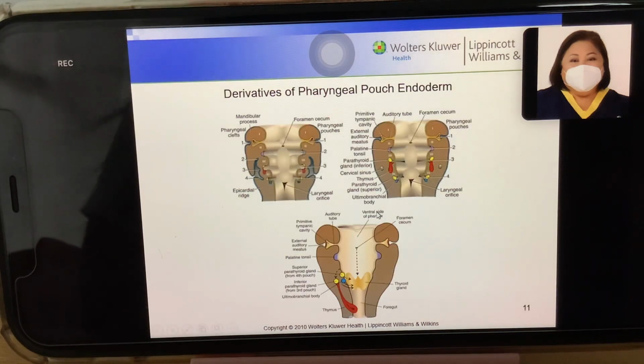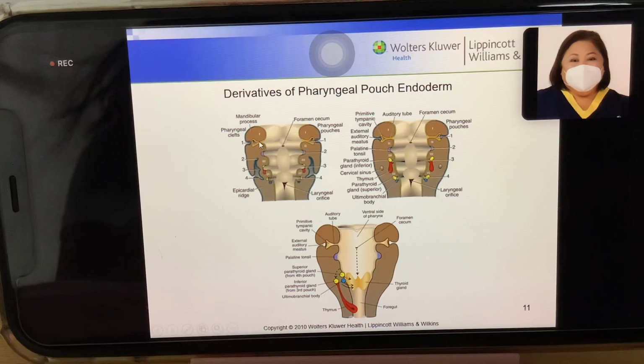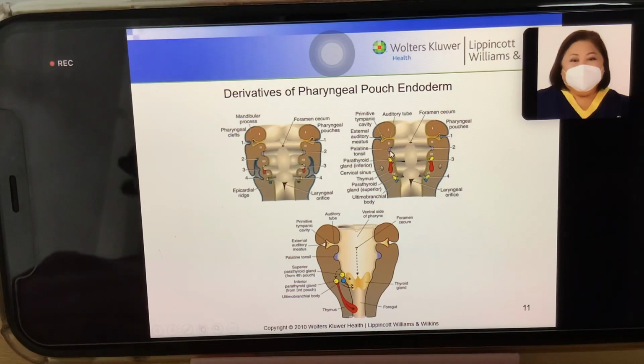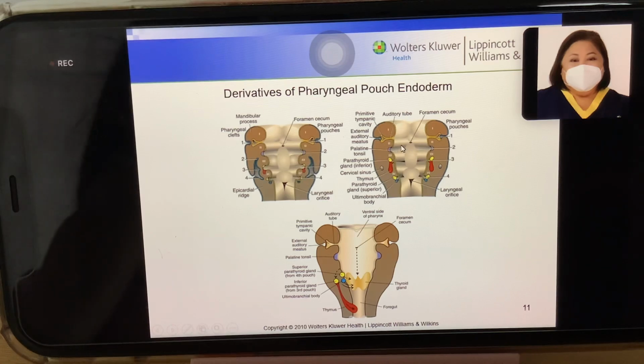Okay. So next, we go to the derivatives of the pharyngeal pouch endoderm. This is the inside. And then, endoderm of the pouches likes to proliferate and differentiate into glands in the neck. So endoderm forms the functioning cells of these glands, while mesenchyme forms the connective tissue. So the first pouch expands to form the tympanic cavities and auditory or eustachian tubes. Okay? Tympanic cavities. The second pouch forms the palatine tonsils. Okay? All of these are in the throat, no?